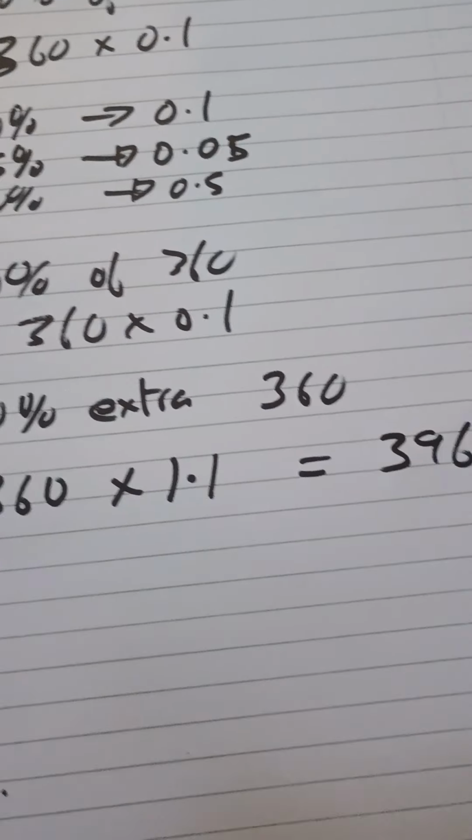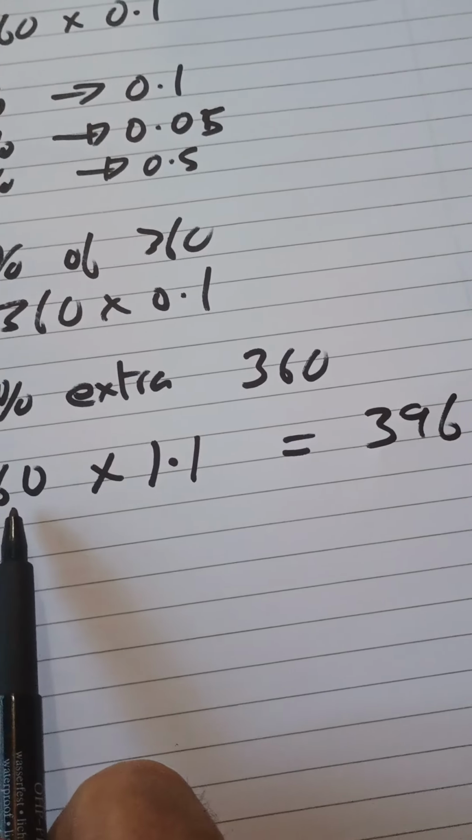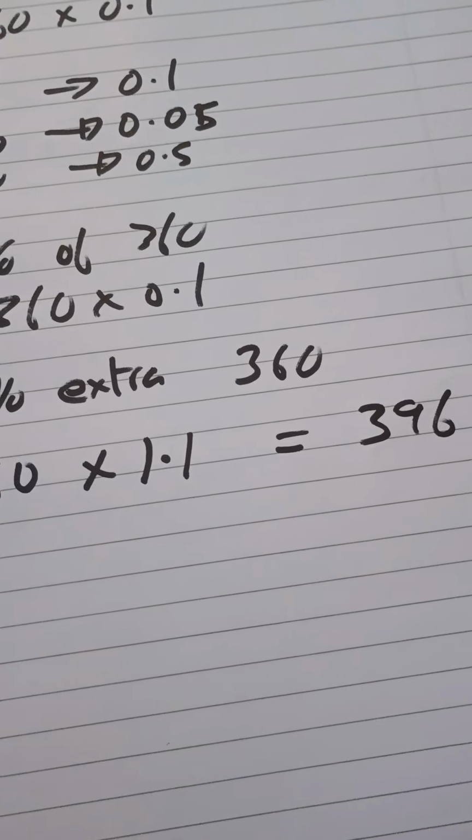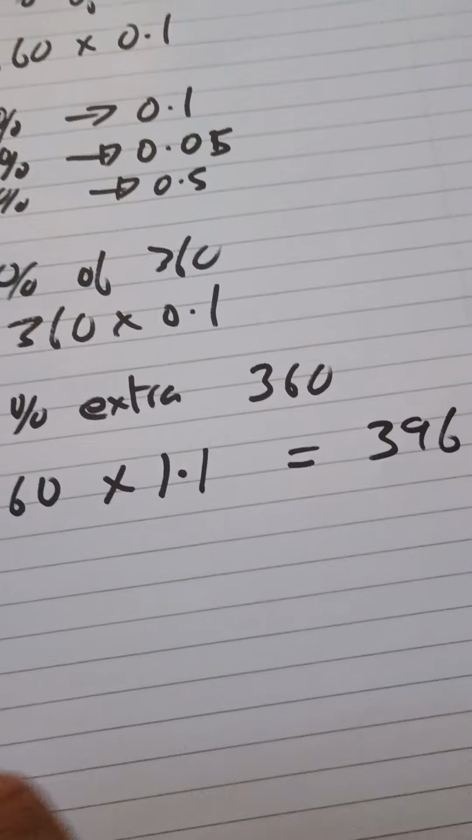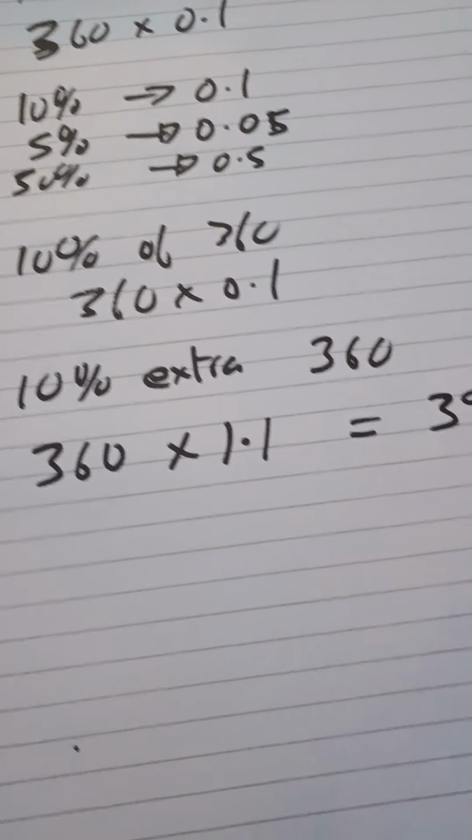396, I believe. What I did there in my head was I did 360 plus 36. But of course, on a calculator, you could get there much quicker. Okay, so that's adding on a percentage.